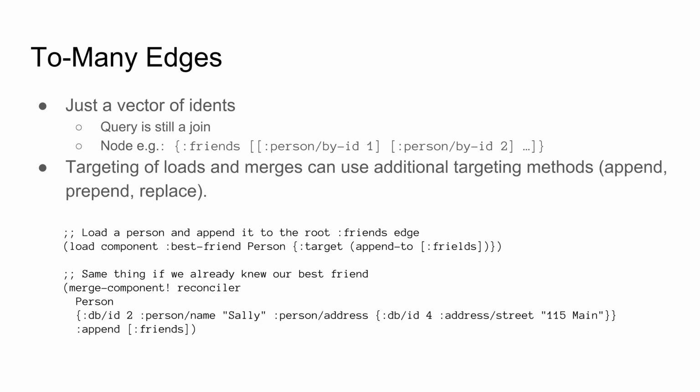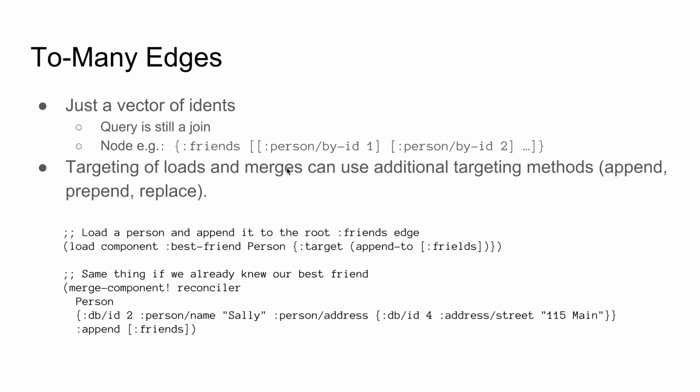And then to many edges are also supported. These are just a vector of idents. So your query still looks the same. It looks just like a join, but the node in the database becomes a vector of idents. So I've got friends as person ID 1, person ID 2, etc.